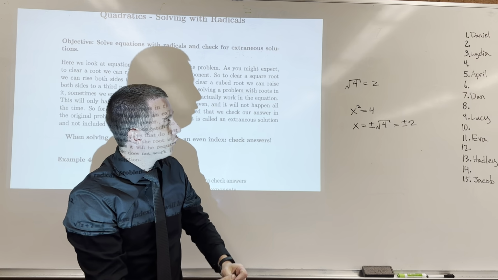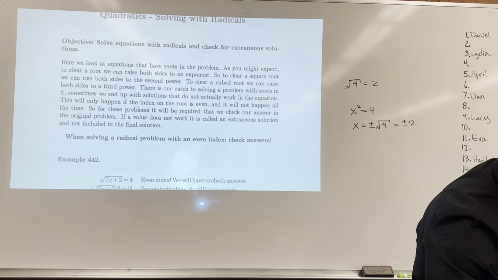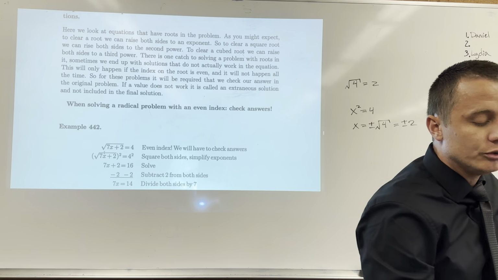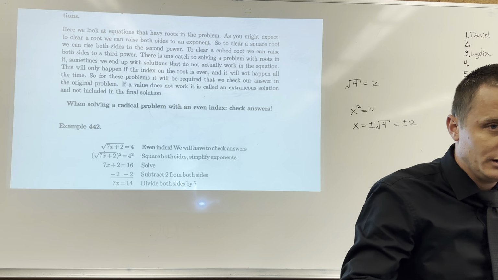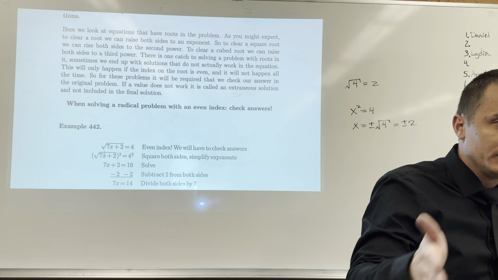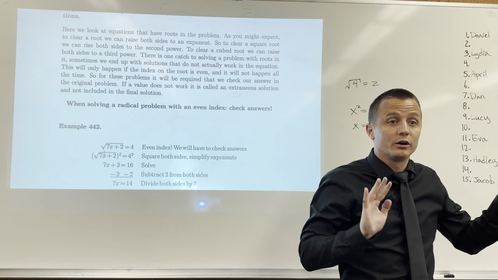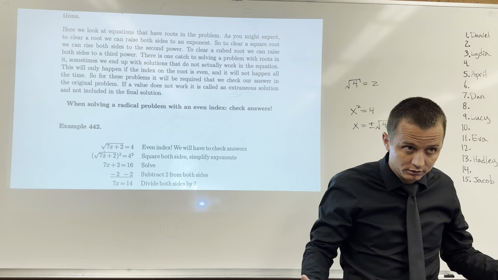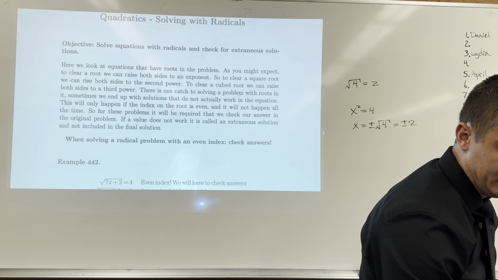So square root, fourth root, sixth root, eighth root, anytime it's an even number, by definition we choose it to just give the positive value. You can't take a square root and get a negative number. You can't take a fourth root or a sixth root and get a negative number. You can take a third root or a fifth root or a seventh root and get a negative number.